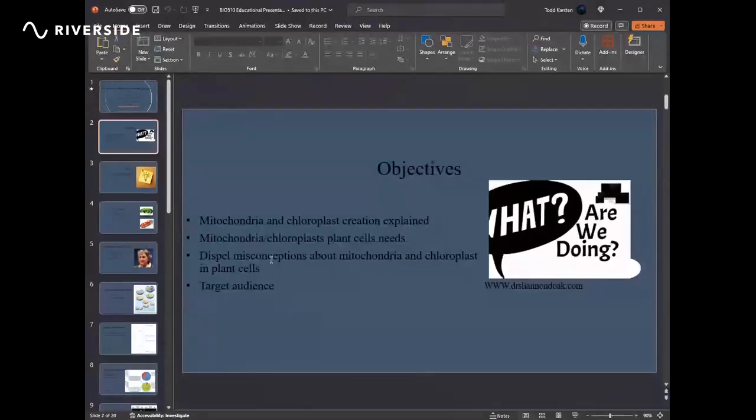There are several misconceptions about the mitochondria and the chloroplast. I will attempt to inform you why these are false ideas. The general target audience for our lesson today is an introductory level undergraduate student in general biology.